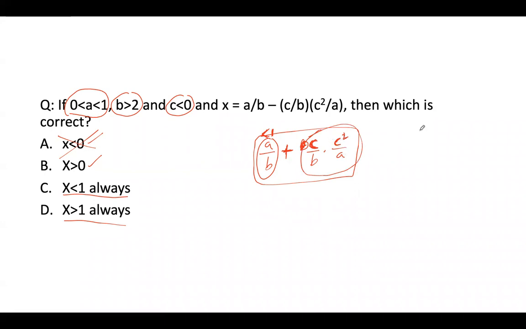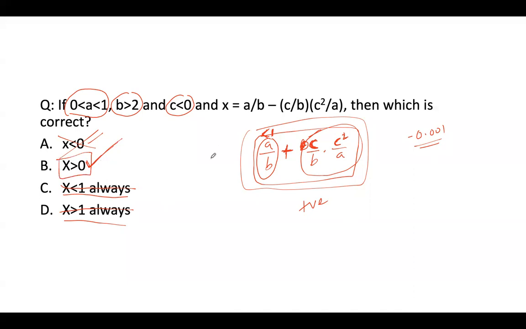Or if c is very low, like minus 0.001. So if c is very low, this can be less than 1 also. So I cannot guaranteedly say x is less than 1 always, because c can be very high. I cannot say x is greater than 1 always, because c can be very low. But the only thing I can guaranteedly say about the entire value is it is a positive value. So that is the option that is present here. X is positive. And then go to the next question.